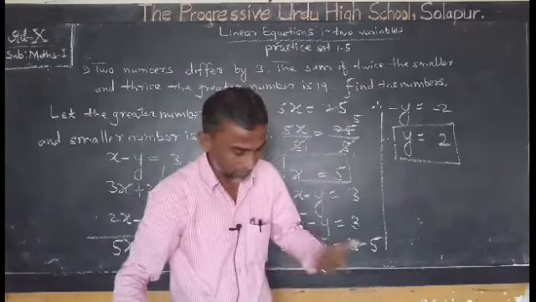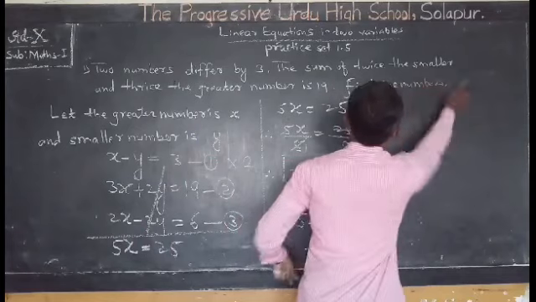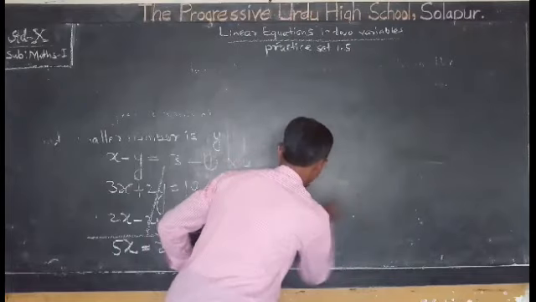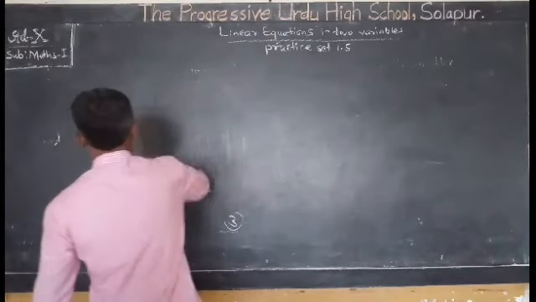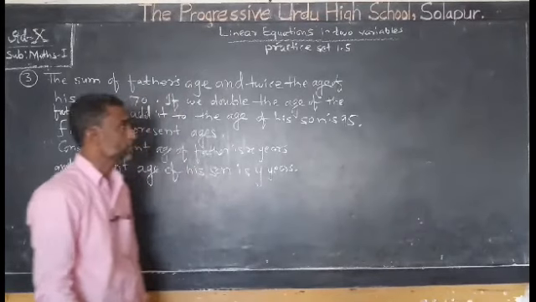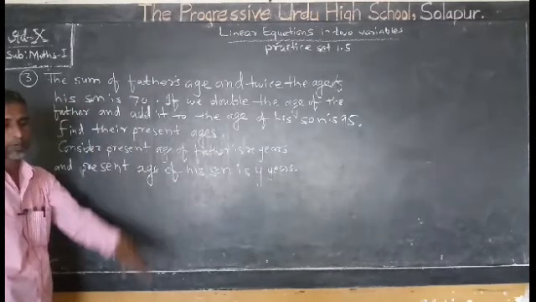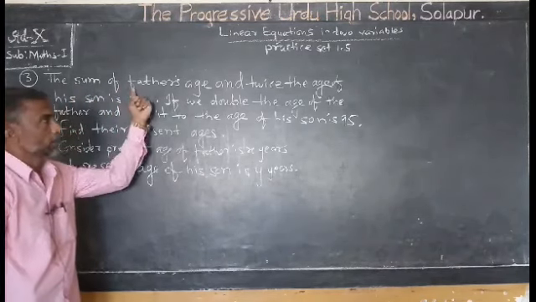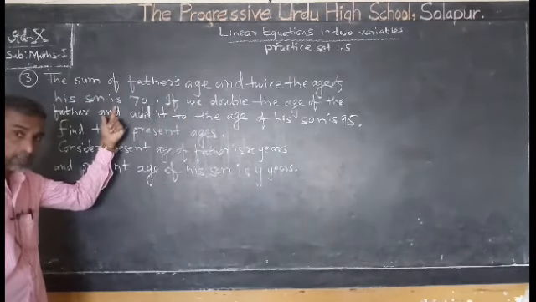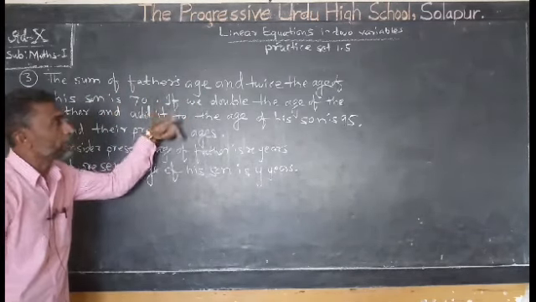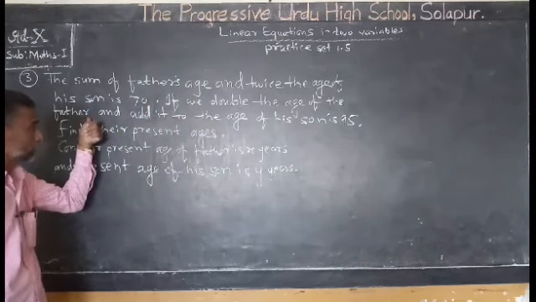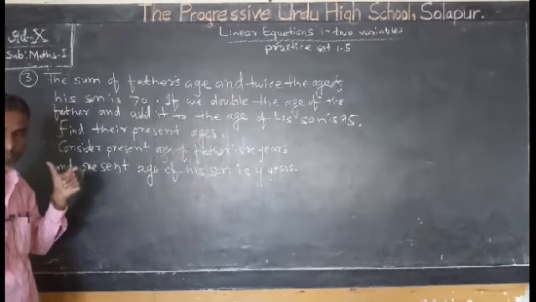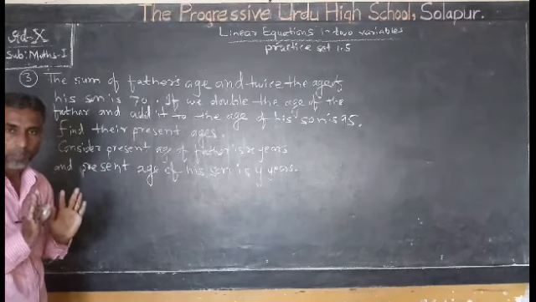Now, I am going to take another example. The second example, which is the third one from practice set 1.5. The sum of father's age and twice the age of his son is 70. If we double the age of the father and add it to the age of his son, the sum is 95. Find their present ages.